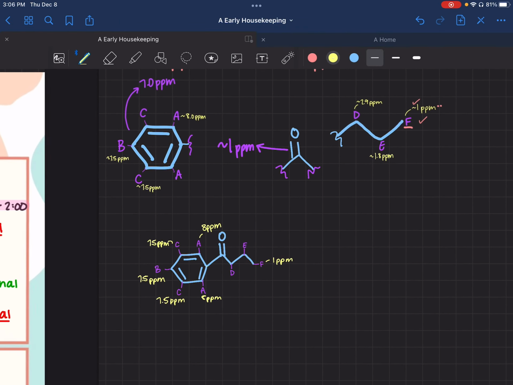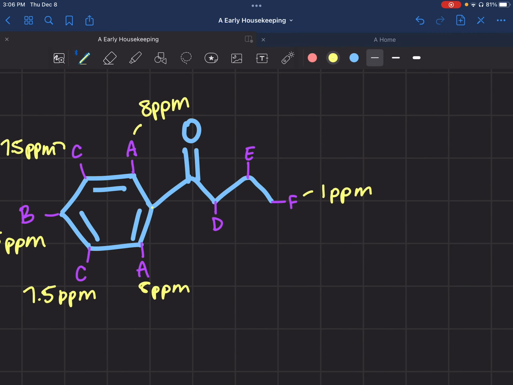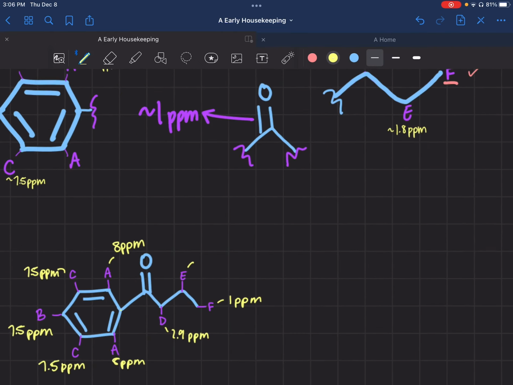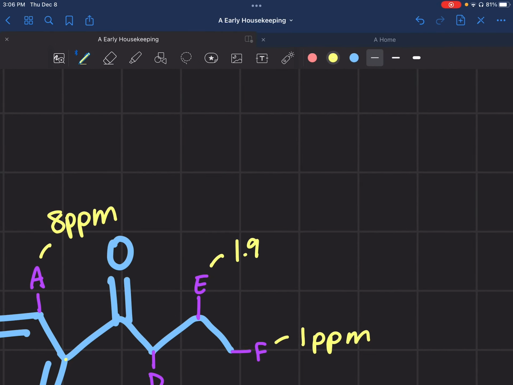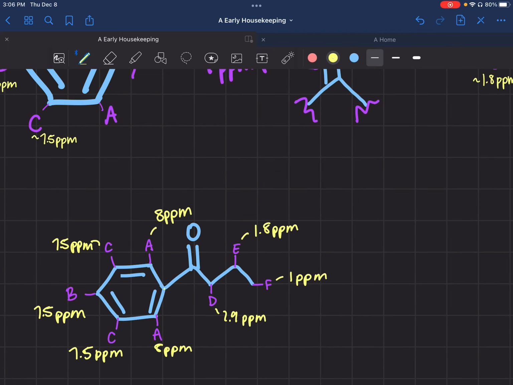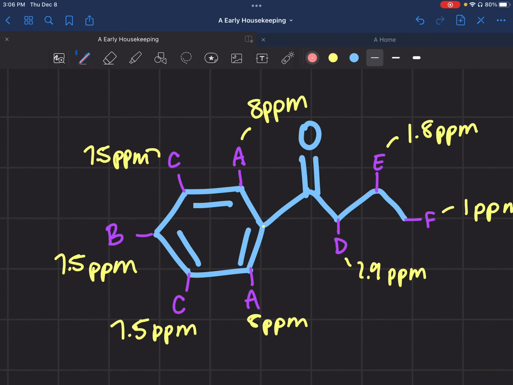Let me finish writing these. So D had a 2.9, and then E had a 1.8. Okay, first let's start with the simpler ones. Always remember these are estimates. ppms occur over a range, chemical shifts happen over a range.